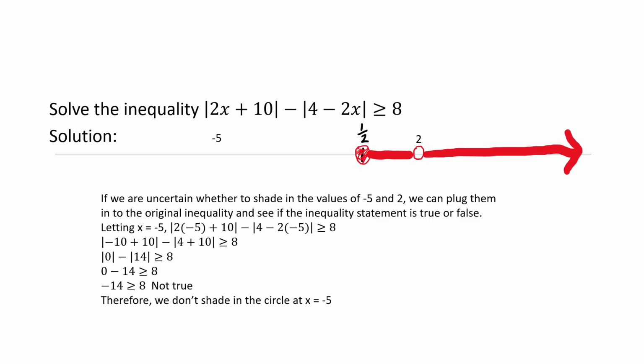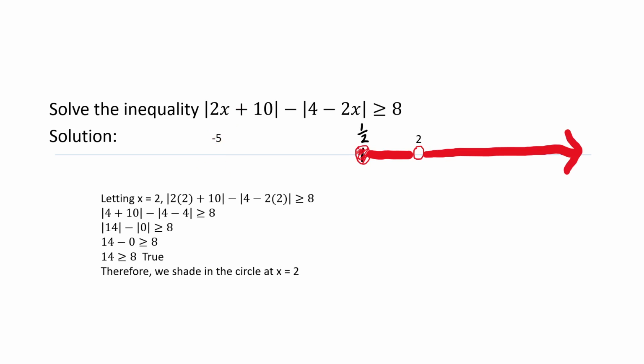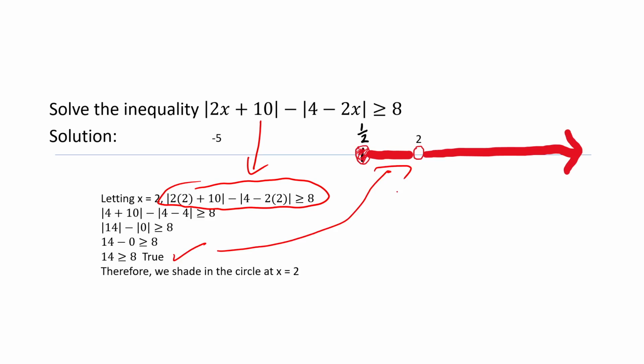If I let x equal -5 in the original statement of the inequality, I just continue to evaluate, I end up with 0 minus 14 greater than or equal to 8. Well, is that true? Absolutely not. So -5 is not going to be part of my solution. When I let x equal 2 and I plug a 2 into the original inequality right there, I end up with 14 greater than or equal to 8. Well, that is a true statement. So I'm going to shade in that circle there.